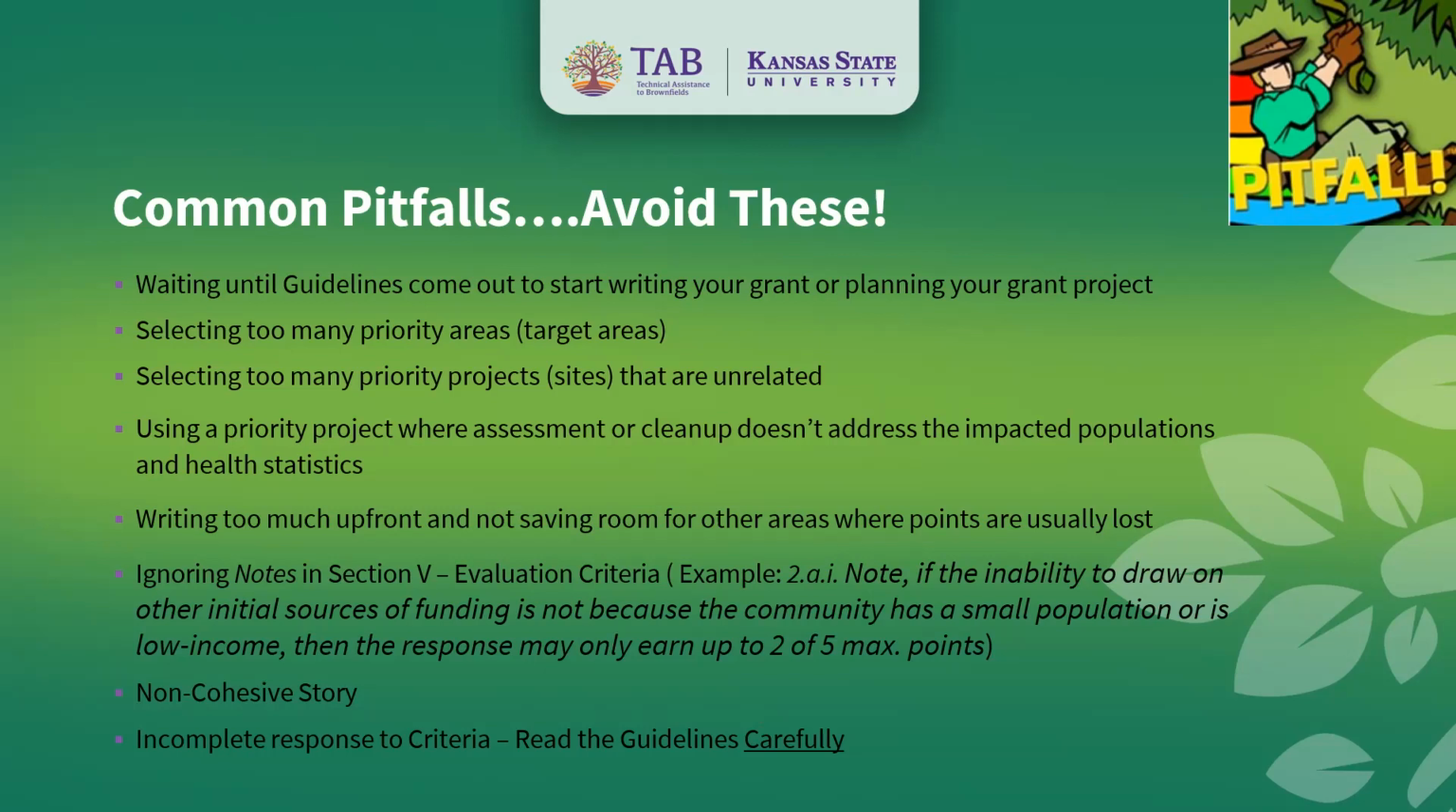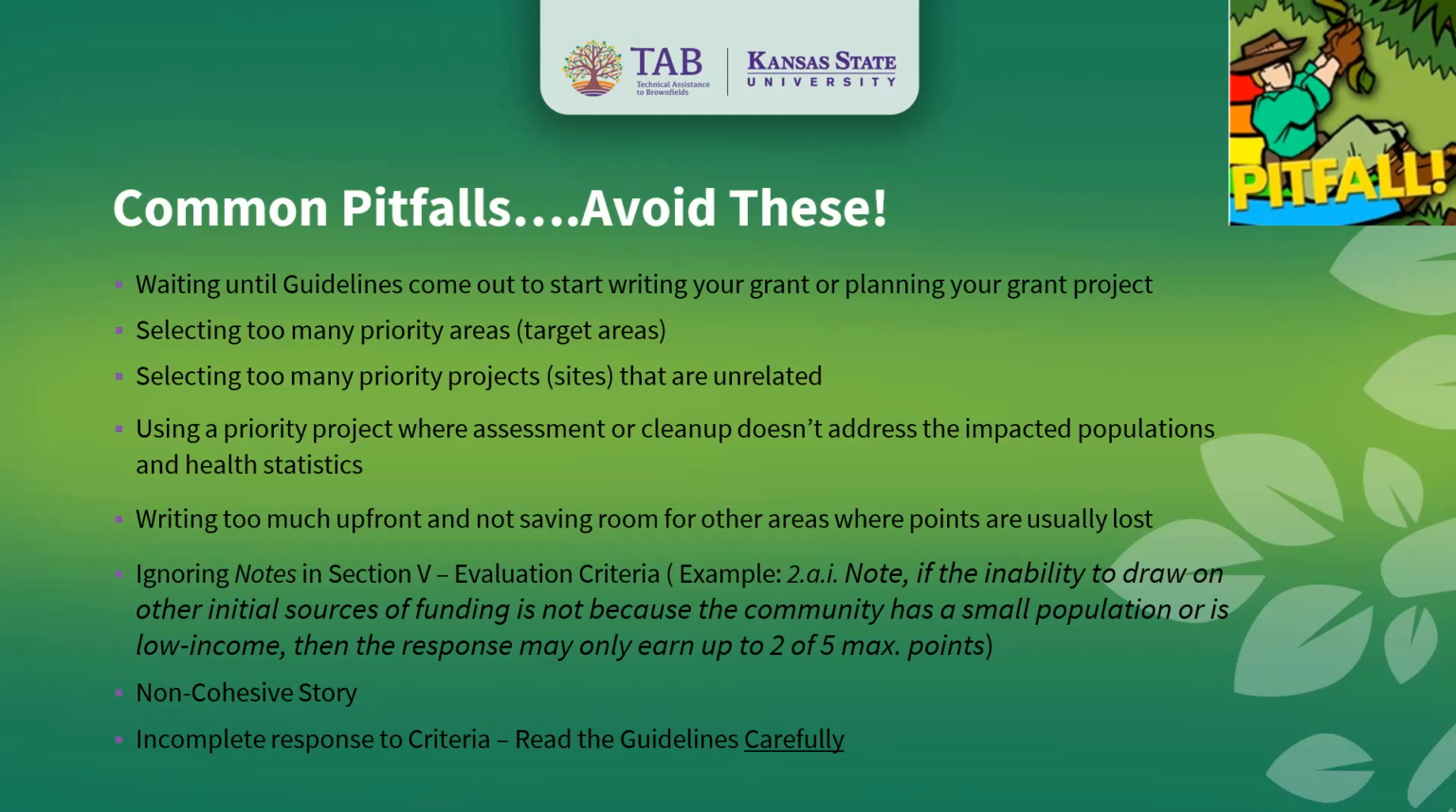So you can start that planning right now using the FY23 guidelines. You don't want to select too many priority areas. It just waters down the application. I think it might take up more space describing all of those. And you run the risk that they're not as well related to each other as they might be if you select too many of them.